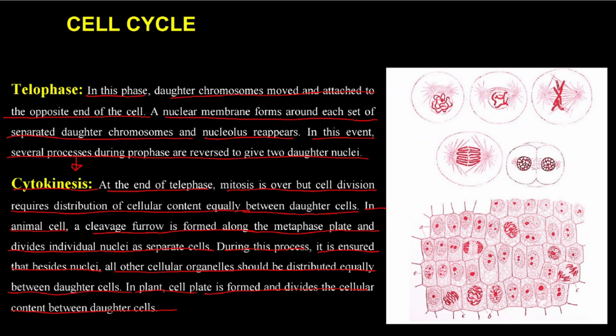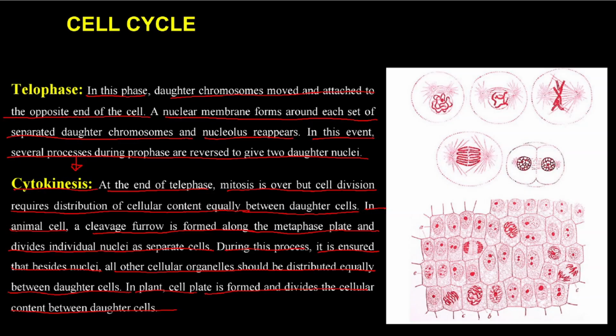Now the last phase is telophase. In this phase, the daughter chromosomes have moved to their respective poles, the opposite ends of the cell. A nuclear membrane forms around each of these sets of separated daughter chromosomes, and the nucleolus reappears. In this event, several processes during prophase are reversed to give two daughter nuclei. And after telophase, what happens is cytokinesis. Now the cytoplasm will be divided.